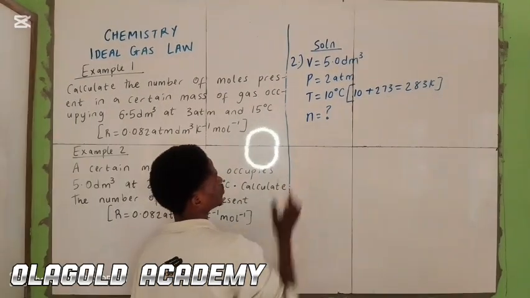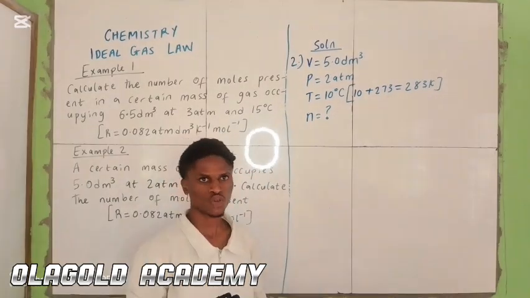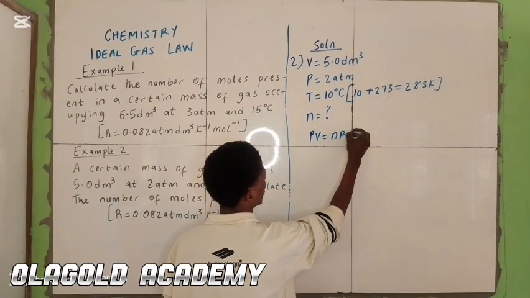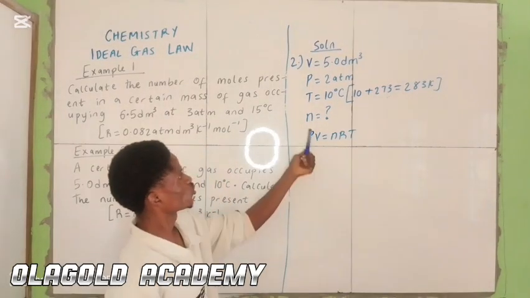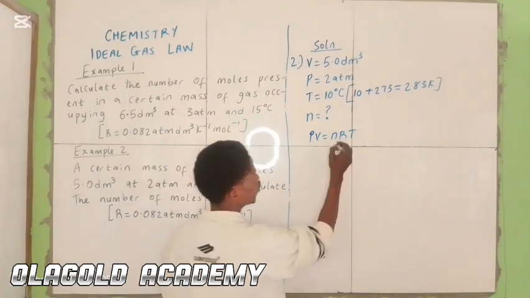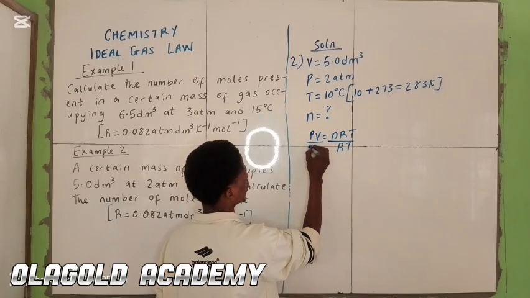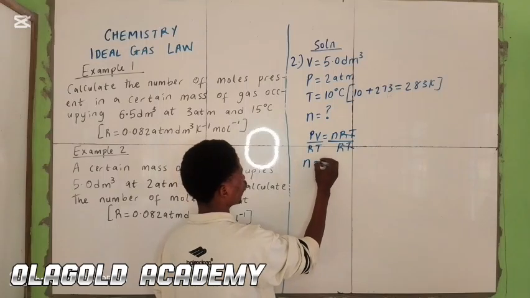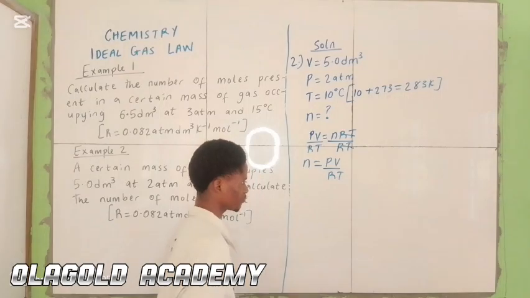Now let's recall the formula, PV equal to nRT. Now, we're looking for the number of moles. So what do we do? Divide both sides again by RT. So RT cancels RT. So we have our number of moles equal to P times V over RT.